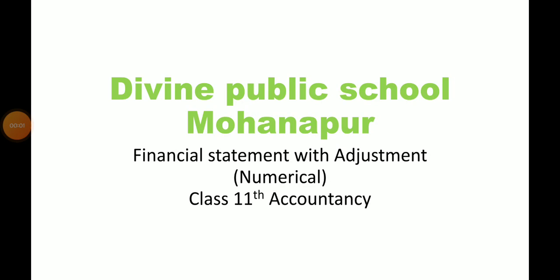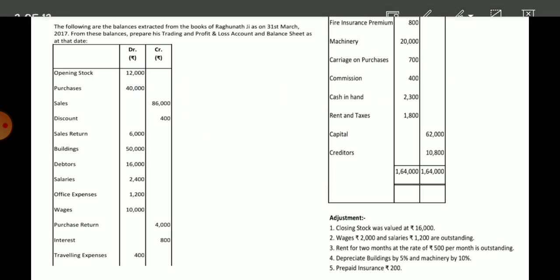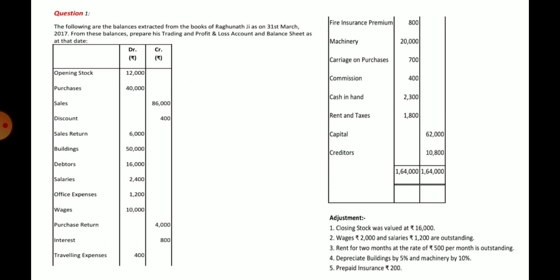Hello students. Now we will solve numerical questions of financial statements after discussing the theoretical part of financial statements with adjustments. So let's start solving numericals for your better understanding, and whatever numericals are discussed in this video you will complete in your notebook. So first is: the following balances are extracted from the books of Raghunath as on 31st March 2017. From the following balances, prepare the trial balance, profit and loss account and the balance sheet as on that date.